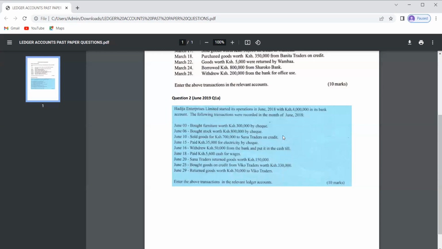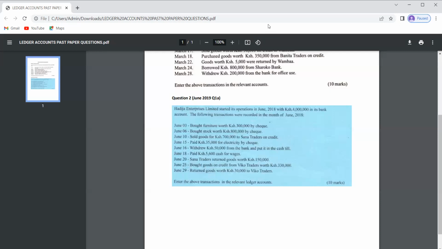And then we debit Vico. Remember when we buy on credit, we debit purchases, we credit Vico. But when we return goods, we credit purchases returns, then we debit Vico. Vico will be debited because initially the supplier had been credited. Debiting means we are reducing the liability.